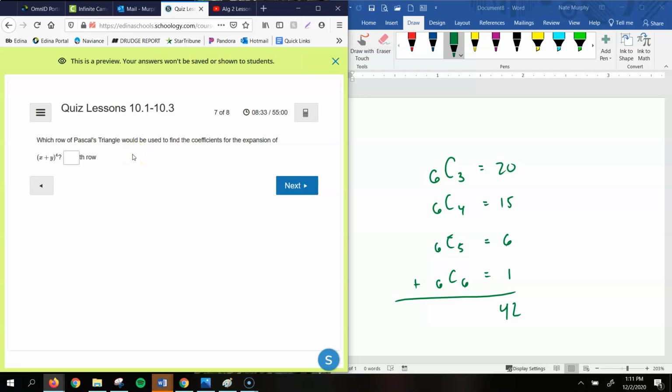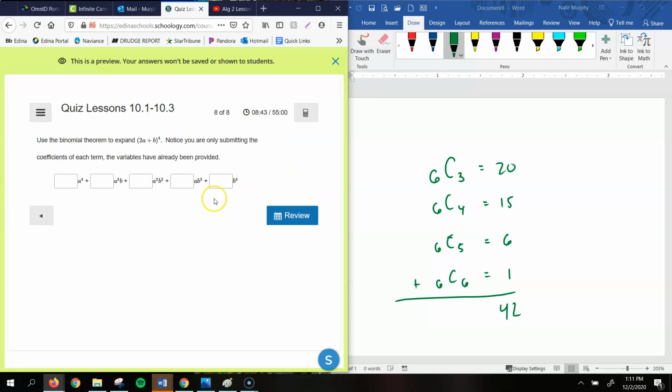All right, moving right along here with number 7. It says, which row of Pascal's triangle would be used to find the coefficients for the expansion of that? This is just meant to be a simple one. That would be the 4th row, because the exponent, the degree, was 4.